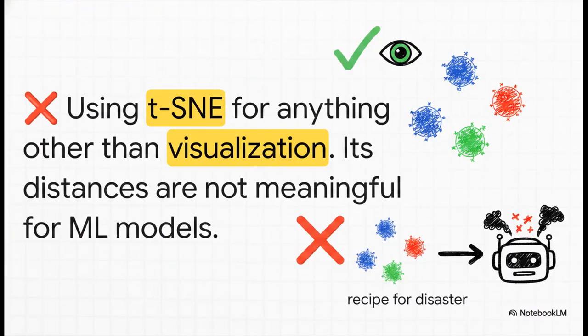Mistake number 1, and this is a huge one, using t-SNE for pre-processing. Look, t-SNE creates these beautiful visualizations. It works by kind of exaggerating the separation between clusters to make them clear. But the distances between those clusters, they're an illusion. They're not meaningful. So feeding those distorted relationships into a machine learning model, well, that's just a recipe for disaster. t-SNE is for your eyes only.